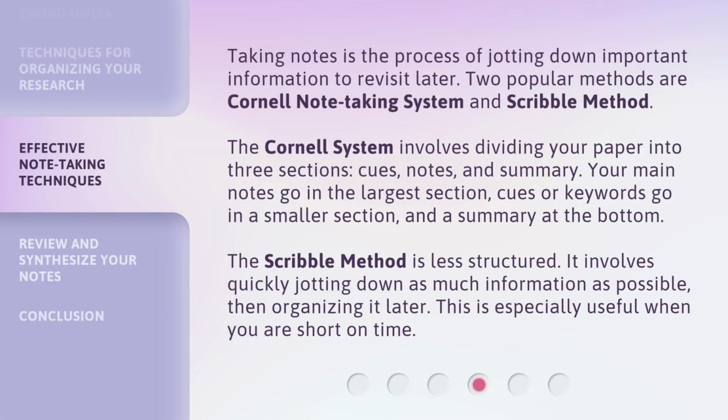Taking notes is the process of jotting down important information to revisit later. Two popular methods are Cornell note-taking system and scribble method. The Cornell system involves dividing your paper into three sections: cues, notes, and summary. Your main notes go in the largest section, cues or keywords go in a smaller section, and a summary at the bottom. The scribble method is less structured.